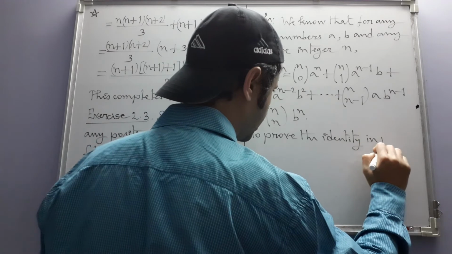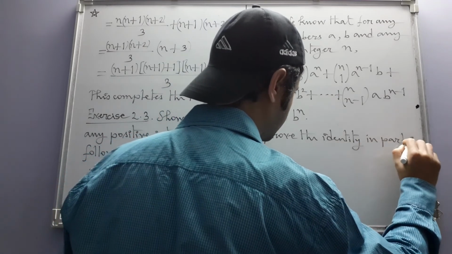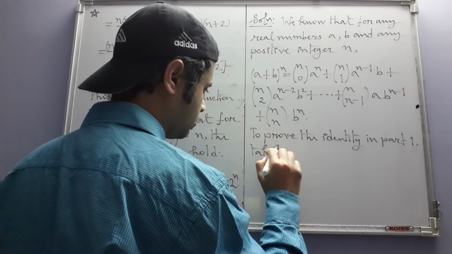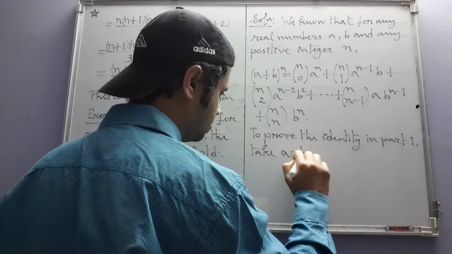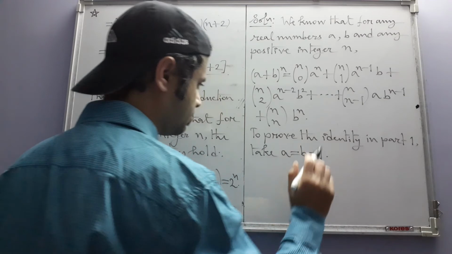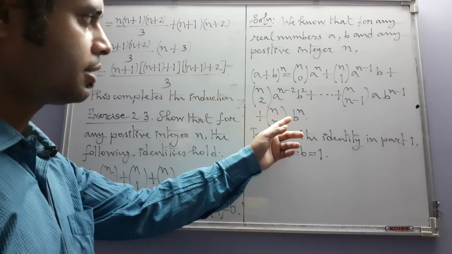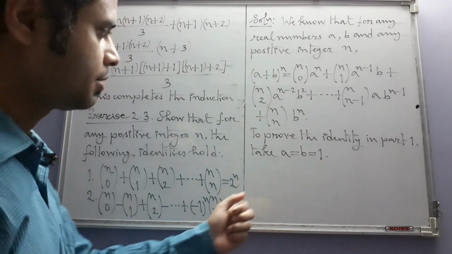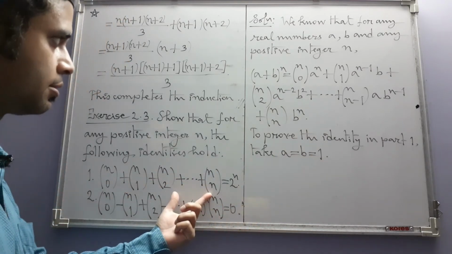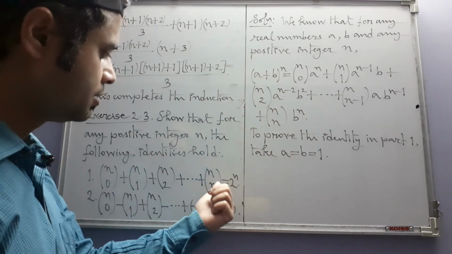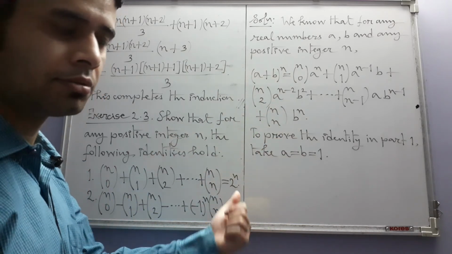To prove the identity in part 1, take a equal to b equal to 1. If you do that, on the right hand side you will get a finite sum, and that finite sum is this, and on the left hand side you have 1 plus 1 whole to the power n, which is nothing but 2 to the nth power.